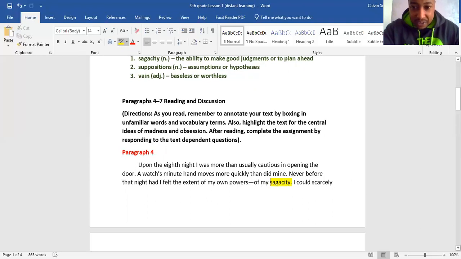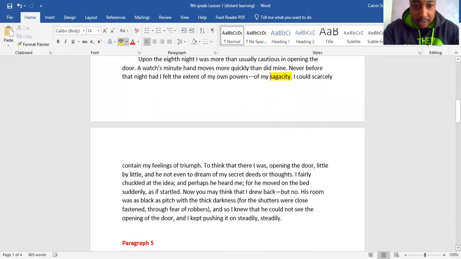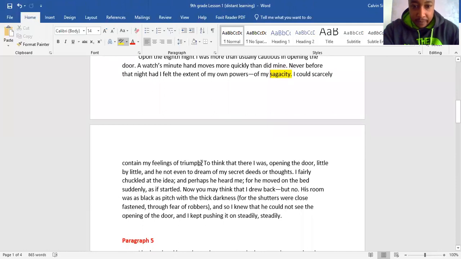I could scarcely contain my feelings of triumph. And remember that word triumph, guys, means victory. To think that there I was, opening the door, little by little, and he not even to dream of my secret deeds or thoughts. I fairly chuckled at the idea, and perhaps he heard me, for he moved on the bed suddenly, as if startled.